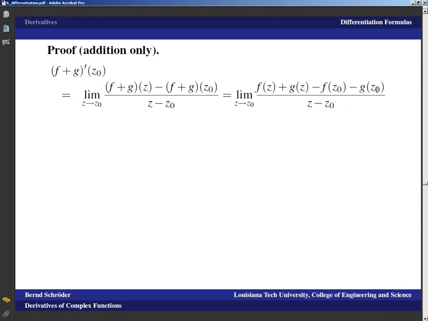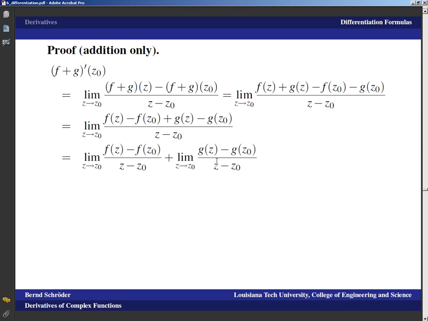And now, because we want to compute the limit, let's look for patterns. We assume that f and g are differentiable, and that means a difference quotient f of z minus f of z0 divided by z minus z0, and a quotient g of z minus g of z0 divided by z minus z0. That is something that we ought to be able to work with. So we simply resort the numerator, and we get that this is f of z minus f of z0 plus g of z minus g of z0.